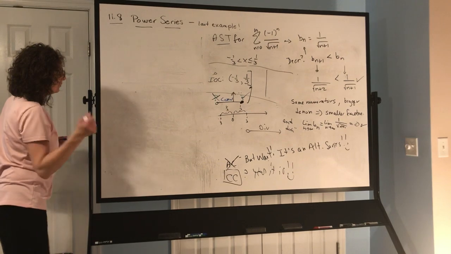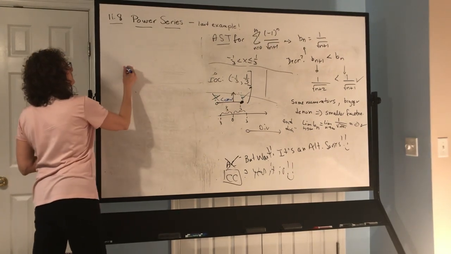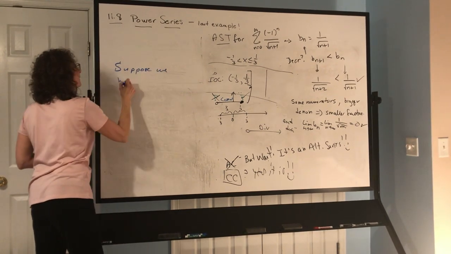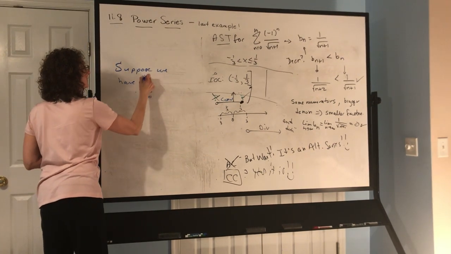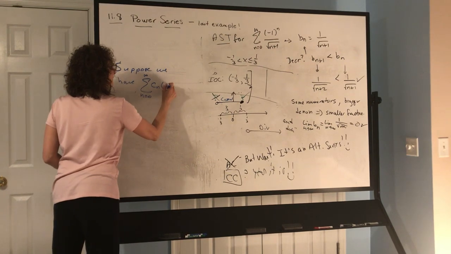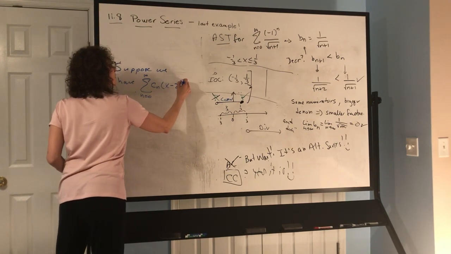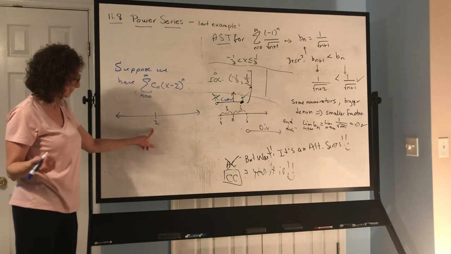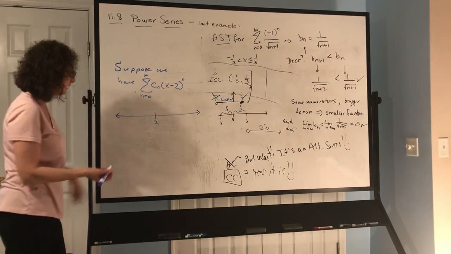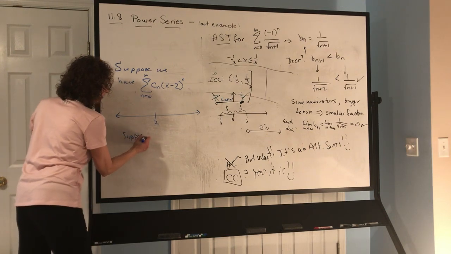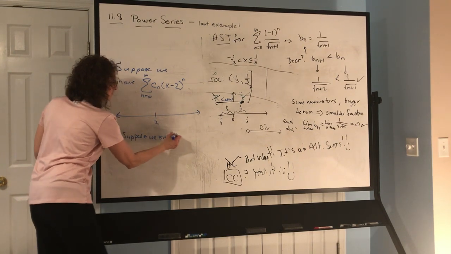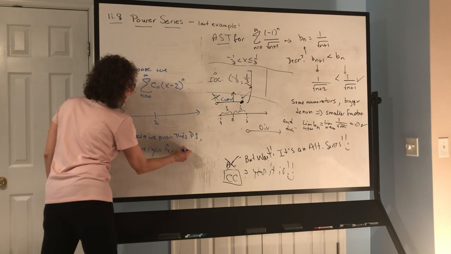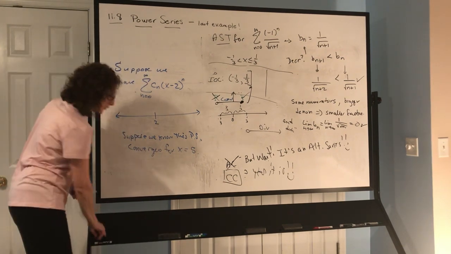Let me just do one more thing for you guys. Suppose we have a power series expanded about a equals 2. So we know this power series has to converge at 2. Question is, where else does it converge? So suppose we know this power series converges for x equals 5. Suppose we know it converges at x equals 5.